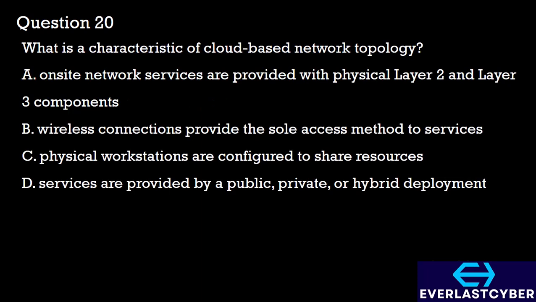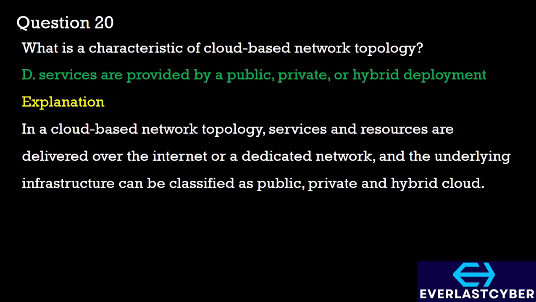Question 20. What is a characteristic of cloud-based network topology? A. On-site network services are provided with physical Layer 2 and Layer 3 components. B. Wireless connections provide the sole access method to services. C. Physical workstations are configured to share resources. D. Services are provided by public, private, or hybrid deployments. For this, we'll be going with option D.